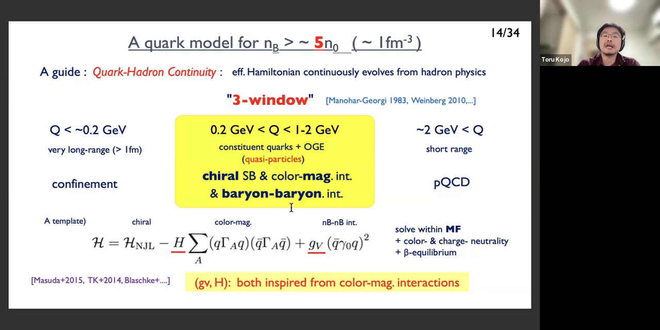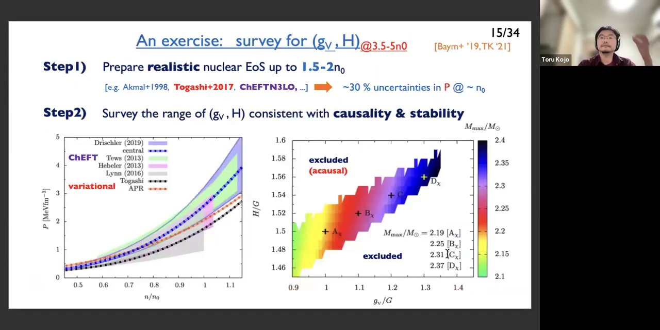And having fixed the effective Hamiltonian, we solve this Hamiltonian within the mean field approximation, imposing color and charge neutrality conditions as well as the beta equilibrium condition. And then we construct the unified equation of state as a function of GV and H. Those are the only free parameters in our model construction. So let me summarize the steps we should take.